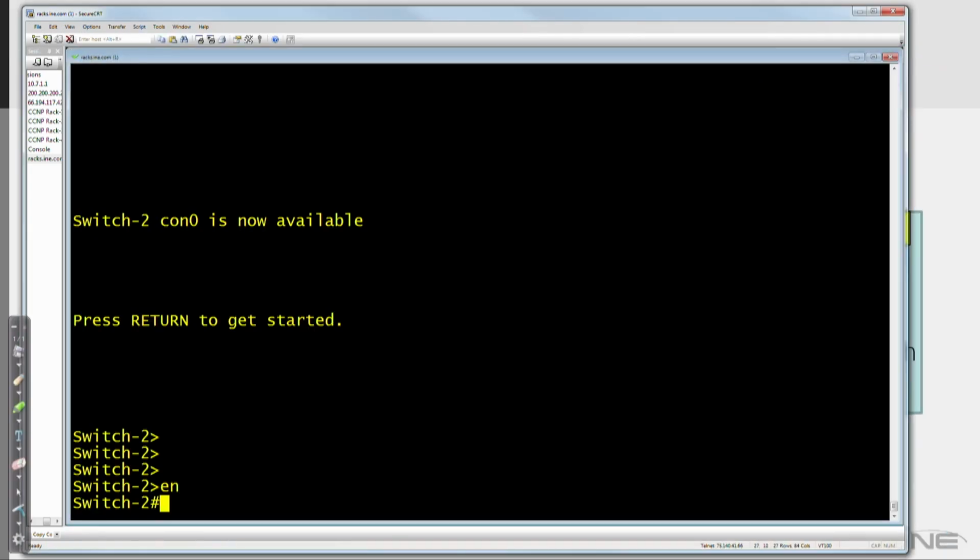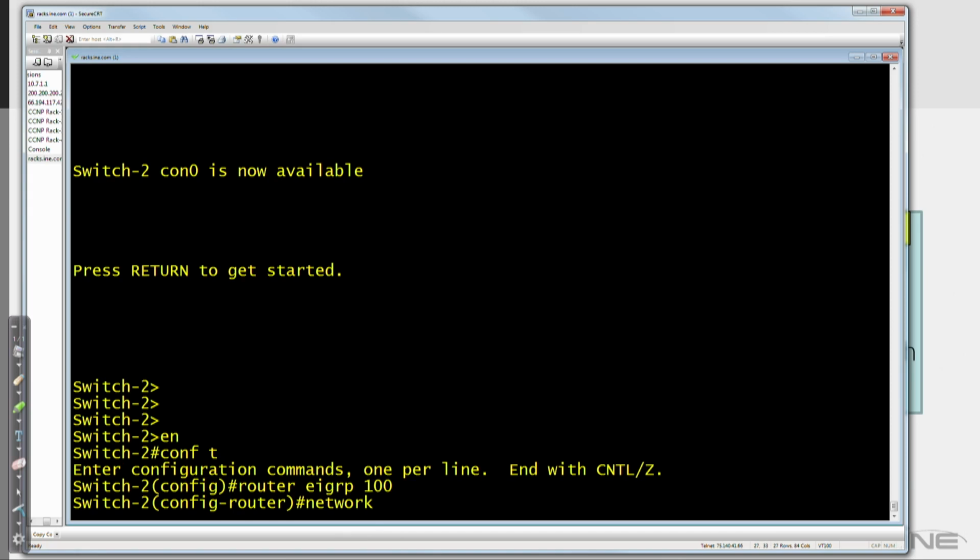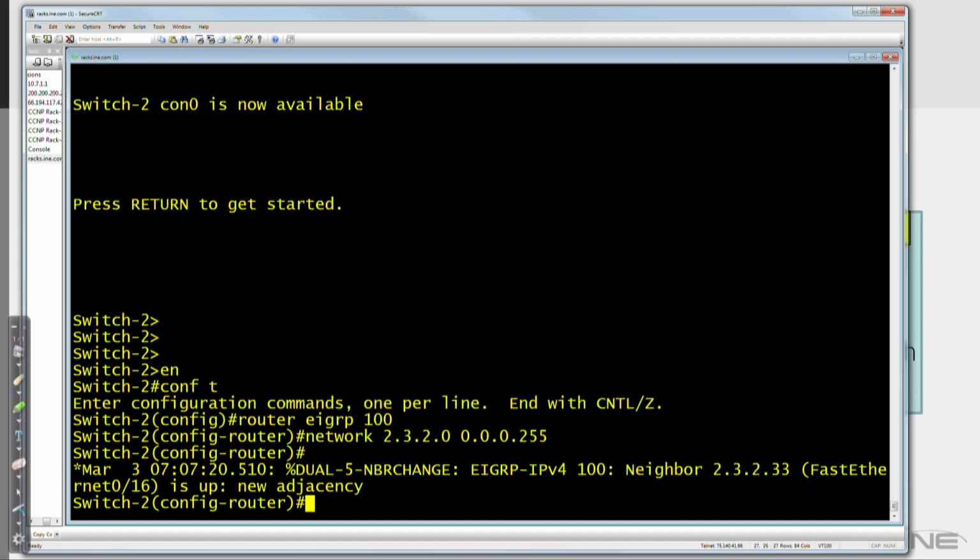Okay, so enable, conf t, router EIGRP 100, network 2.3.2.0 0.0.0.255. Now what you're going to see is as soon as I hit the enter key here, within seconds, this guy is going to exchange hello packets with switch 3, and they're going to form an EIGRP neighborship. There you go. 2 seconds, and they saw each other, and they formed a neighbor relationship.